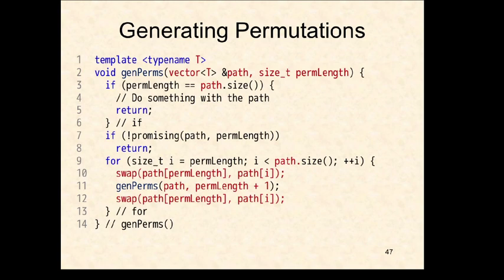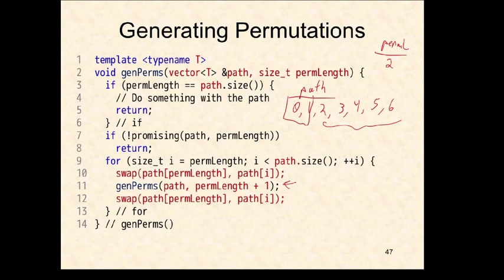So for example, if path was, let's say, 0, 1, 2, 3, 4, 5, 6, and perm length was 2, what that tells me is that 0 and 1 are fixed, and the rest are the ones that can still be permuted. These are the ones that can be changed. Notice that in every recursive call, perm length goes up by 1. We have fixed a new vertex and made a recursive call. And the code here is not complete. It's enough to give you a starting point.